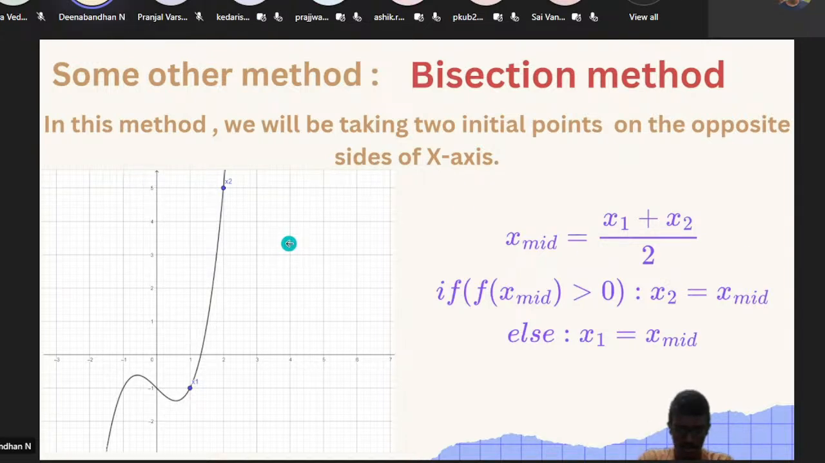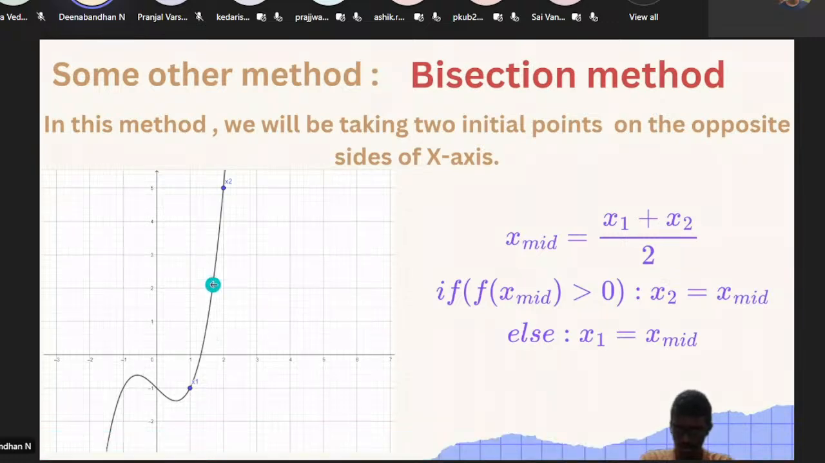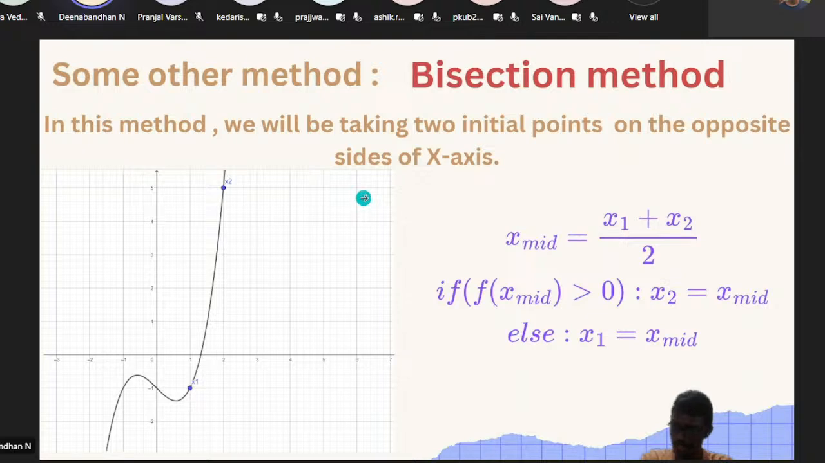Once again, in this method, you will be choosing two initial points. It doesn't matter which, but with a condition: they must be on opposite sides of the x-axis. So basically, you will have a curve like this, some x cube minus x minus 2, I guess. You have to choose two initial points, x1 and x2, on two different sides of the x-axis. Basically, one should have y greater than 0 and the other y less than 0, right? Or f of x2 greater than 0 and f of x1 less than 0. This is what the condition is.